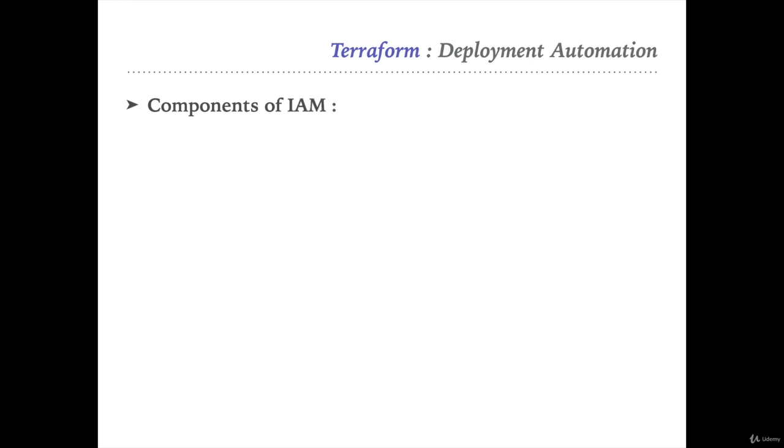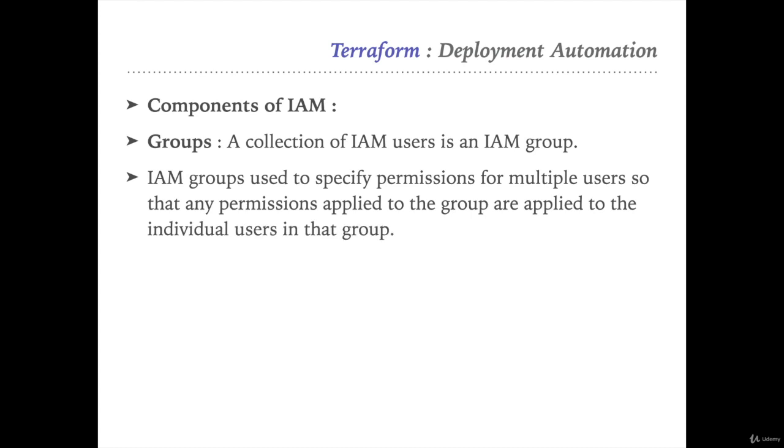The next component of IAM is groups. A group is a collection of IAM users. You can group multiple IAM users into a single group. An IAM group is used to specify the permissions for multiple users, so that any permission applied to the group is applied to the individual users in that group.